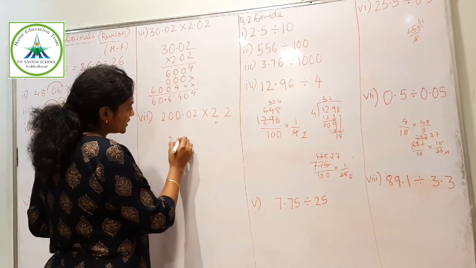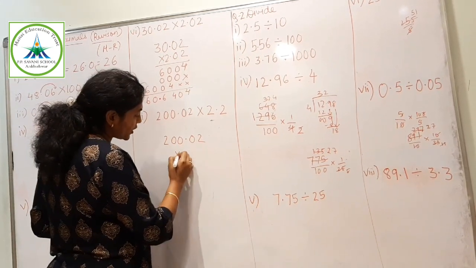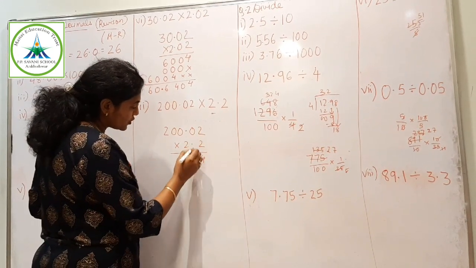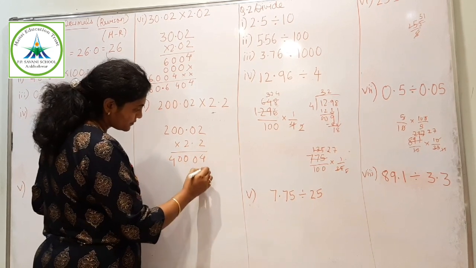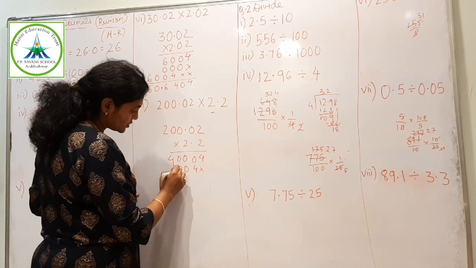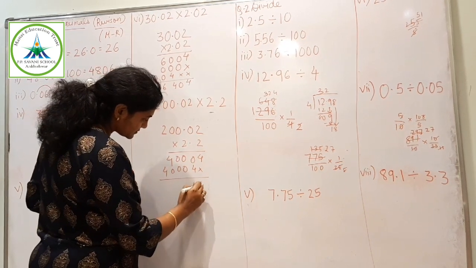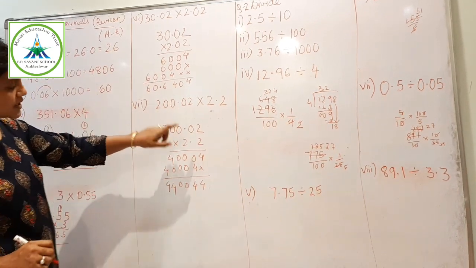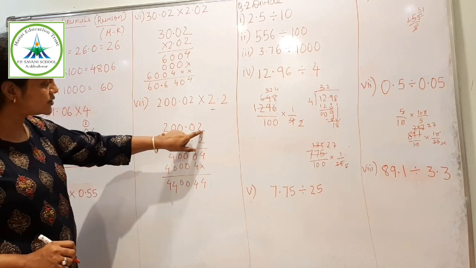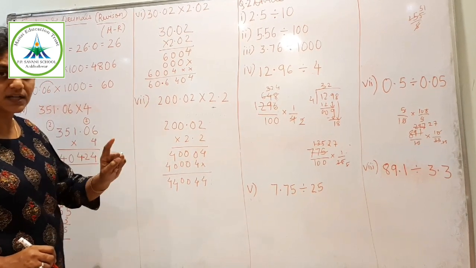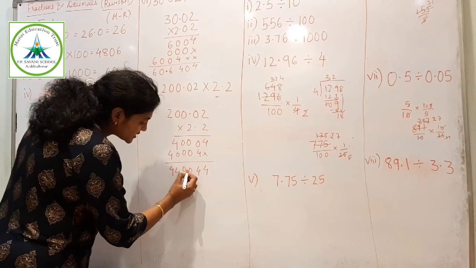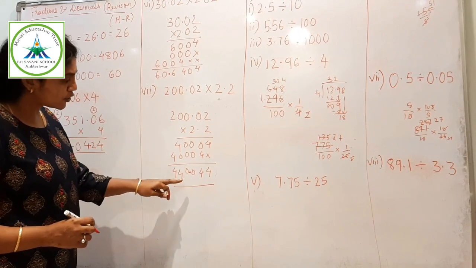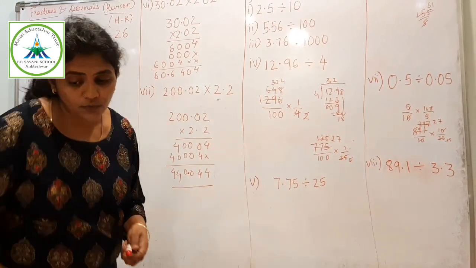Now 200.02 into 2.2. Just multiply it. 2 twos are 4, 0, 0, 0, 4. Again 4, 0, 0, 4. Add it. Now count the digits after the point: 1, 2, and here 1. 2 plus 1 is 3. So before 3 digits the decimal will come. Your answer will be 440.044.